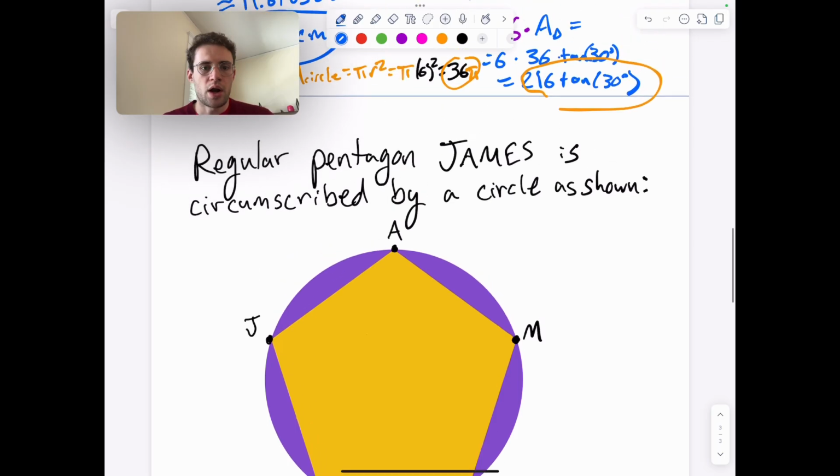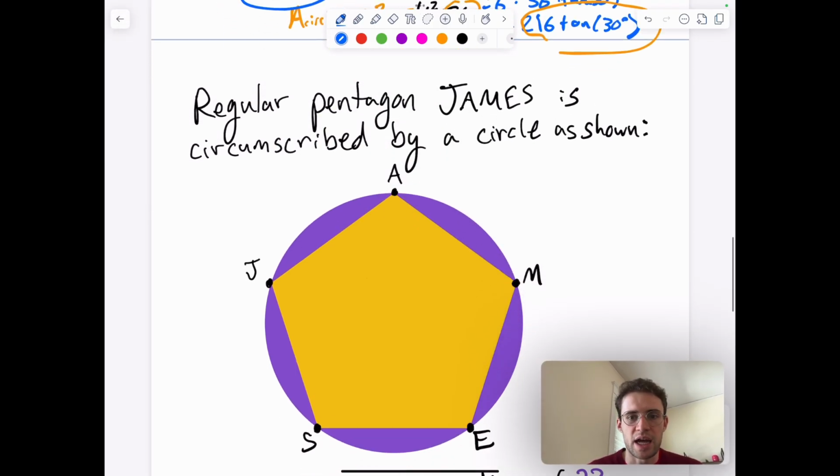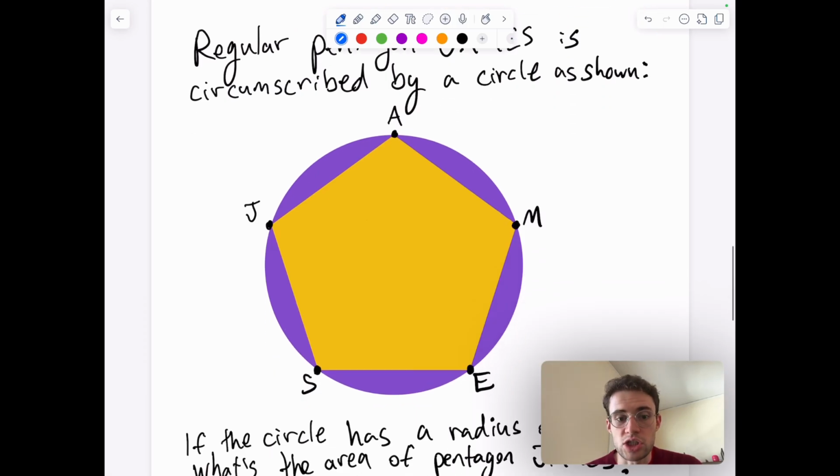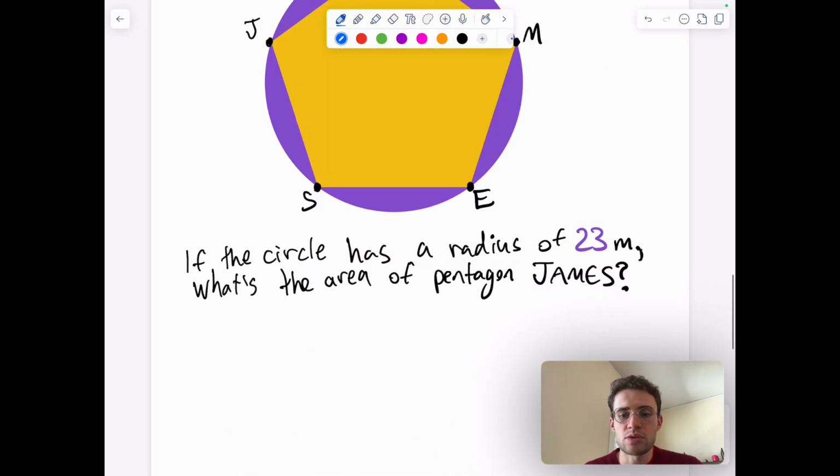All right, next we have regular pentagon JAMES, and it is circumscribed by a circle as shown. So in this case, the pentagon is inside of the circle. The circle is the thing that's outside. If the circle has a radius of 23 meters, what's the area of the pentagon?